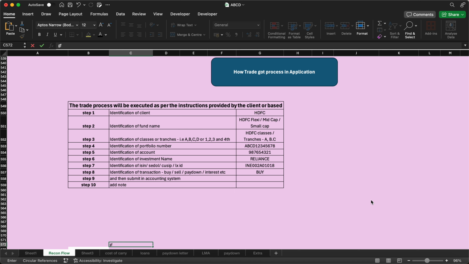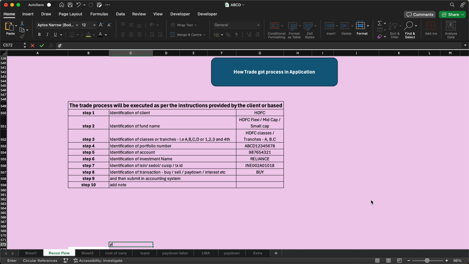Then identification of the portfolio: which portfolio number is it? A portfolio number may end with 678, but in another custody or account the same portfolio number is available. So we have to identify each and every digit. Here the portfolio number is ABCD123456678, so read all the numbers and then process the trade. Then identification of the account: which account number do they want to process? Each class has a different account number as well, because they have many brokers, like JP Morgan or Morgan Stanley, and different brokers have different account numbers. The identification number is very important.